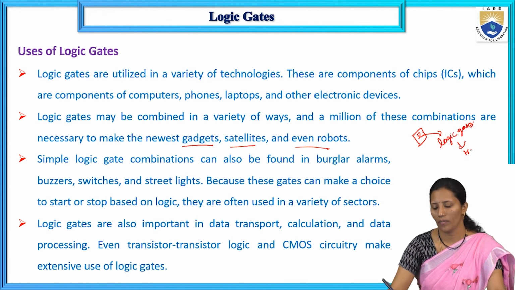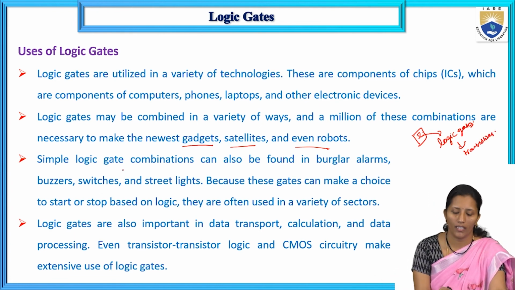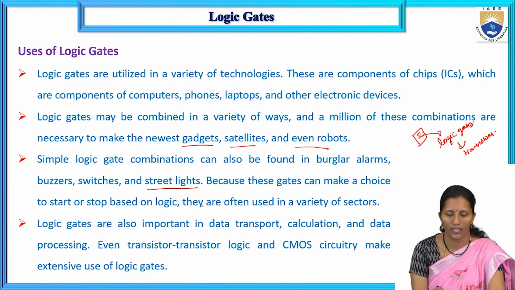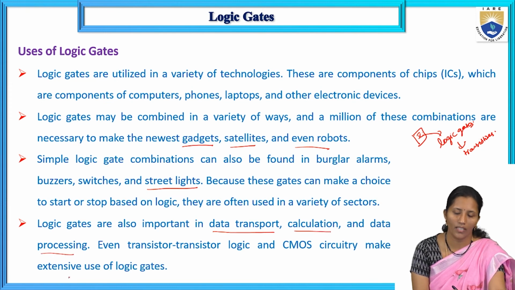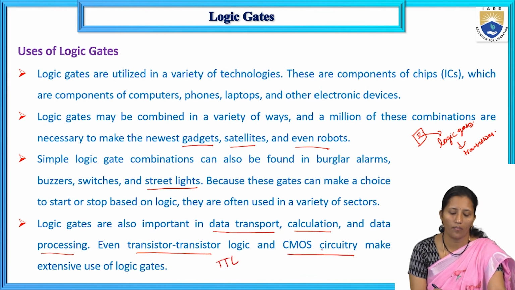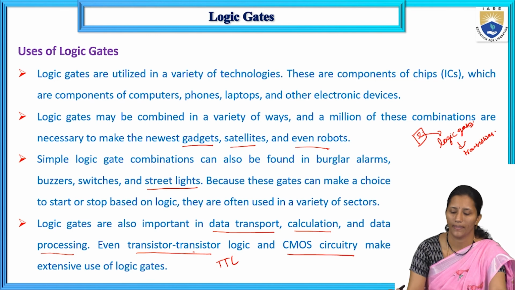These logic gates will be realized using transistors. Simple logic gate combinations can also be found in burglar alarms, buzzers, switches, and street lights. These are all applications of digital systems. In every digital system application, we realize the design by using logic gates. Logic gates are also important in data transport, calculation, and data processing. Even transistor logic, that is TTL and CMOS circuitry, makes extensive use of logic gates.